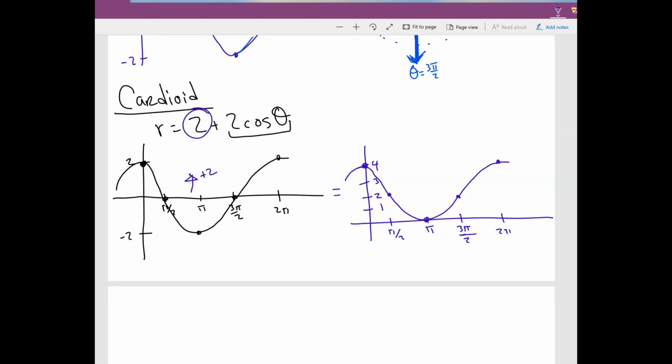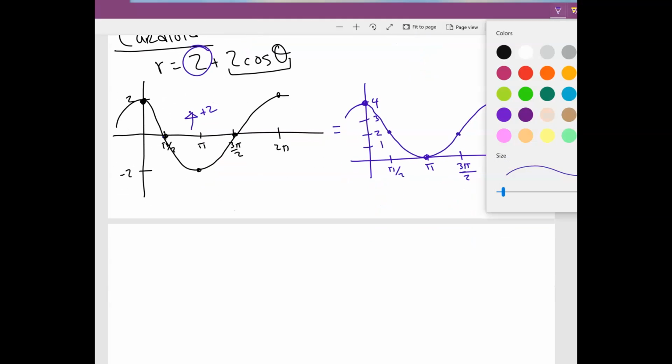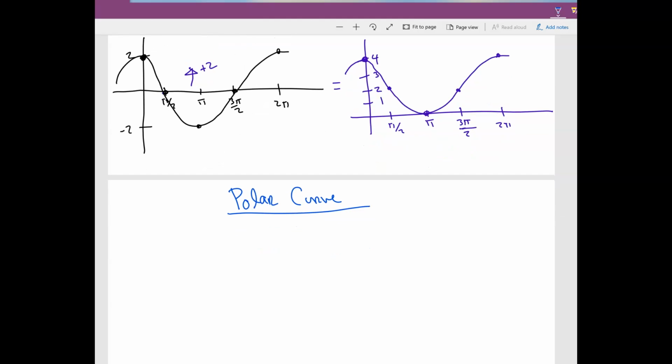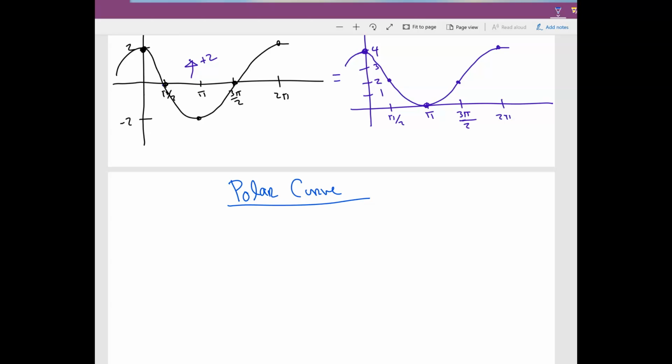So now what we're going to do is we're going to try to draw this cardioid. So the way that we're going to do it is the same way that we were doing the other 2 problems. So we're going to first start off with my polar curve. Remember that we're always starting off at the pole. So here's the pole, all right?